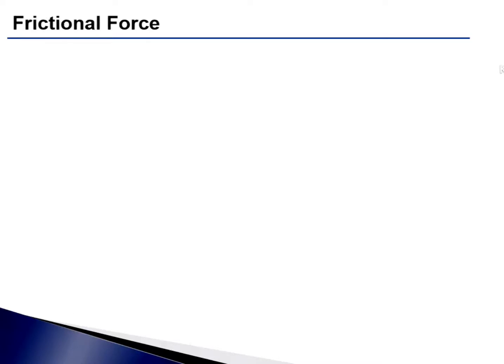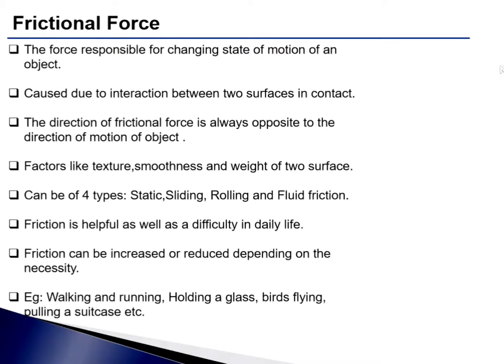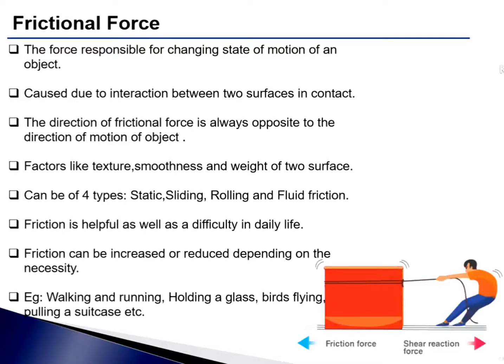Let's now discuss some contact forces. We come across many of these contact forces in our daily life. Friction is one such force. Friction is responsible for the change of state of an object. This change results due to the interaction of two surfaces in physical contact. Frictional force always acts opposite to the direction of the motion of the object.